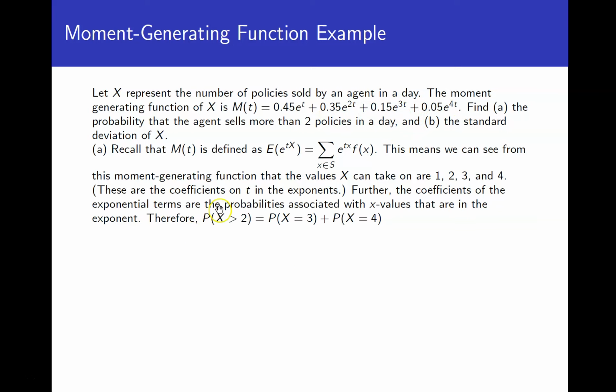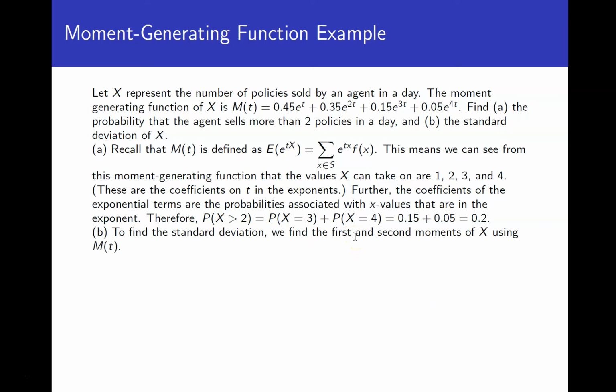In this particular problem, we're asked for the probability that x is greater than or equal to 2. Well, that means either x is 3 or x is 4, so we can add those two particular values together and get 0.2. So the probability that the agent sells more than 2 policies in a day is 0.2. The second part asks for the standard deviation. To find standard deviation, of course, we want to find the square root of the variance. To get the variance, we need to calculate the first 2 moments of x and then calculate the variance using our variance formula.